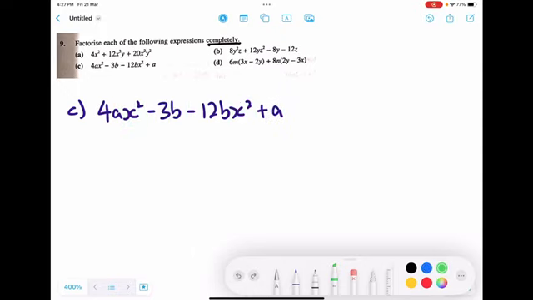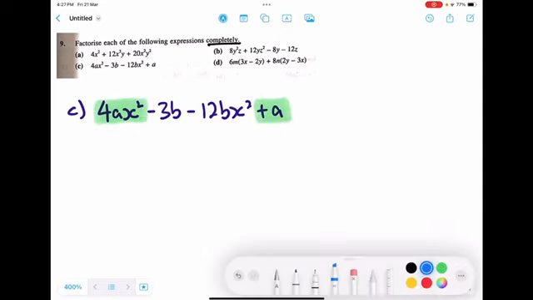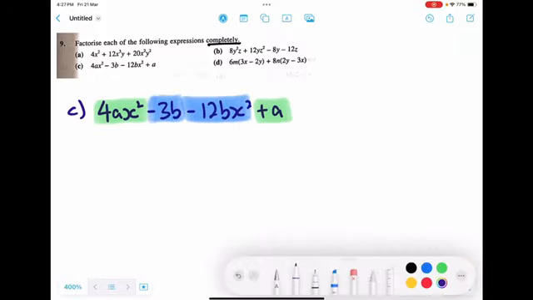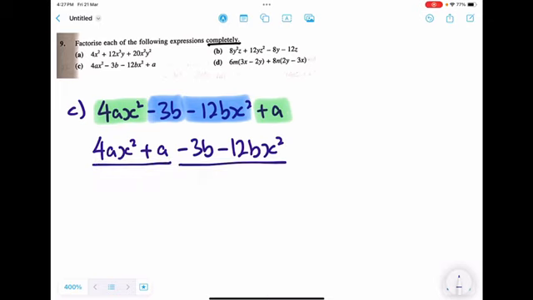Instead, what I want to do is to pair my a's together. So 4ax squared together with positive a, and negative 3b with negative 12bx squared. Alright, rearranging them, what I would have is 4ax squared plus a minus 3b minus 12bx squared. What I want to do now is to split them up once again and factorize from them individually.